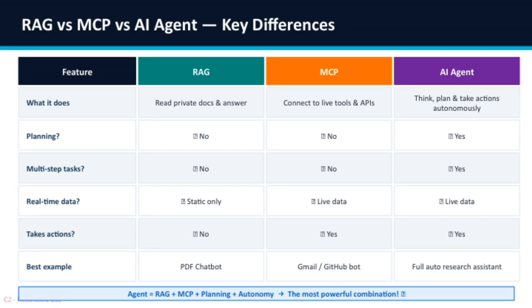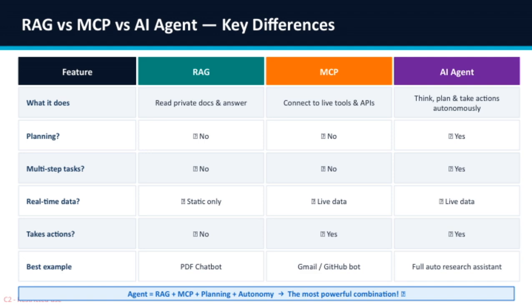The combination of RAG, MCP, planning, and autonomy. This is what we call the most powerful setup, and it truly transforms how AI agents operate. When we combine these elements, we get a full auto research assistant that can handle complex tasks seamlessly. For example, think about a Gmail or GitHub bot.